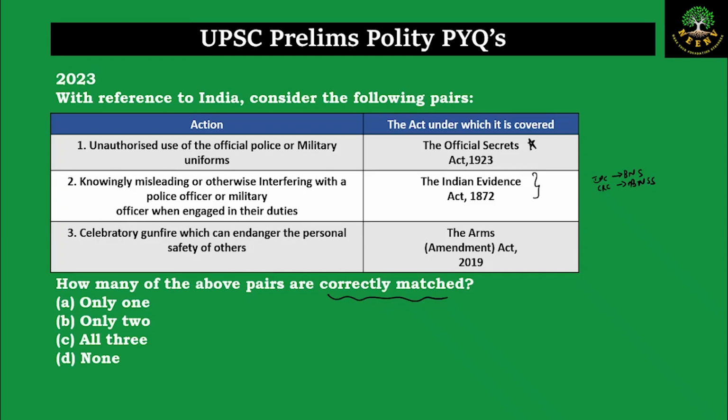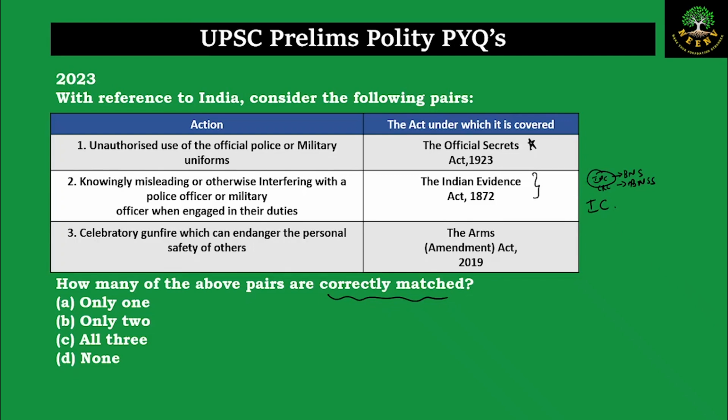Do you think that misleading a police officer or interfering with the work of a police officer, that will be there in the Evidence Act? Most probably it will be there in the IPC or some other act where there are penal provisions. So it is very unlikely to be there in the Indian Evidence Act. So this is incorrect.